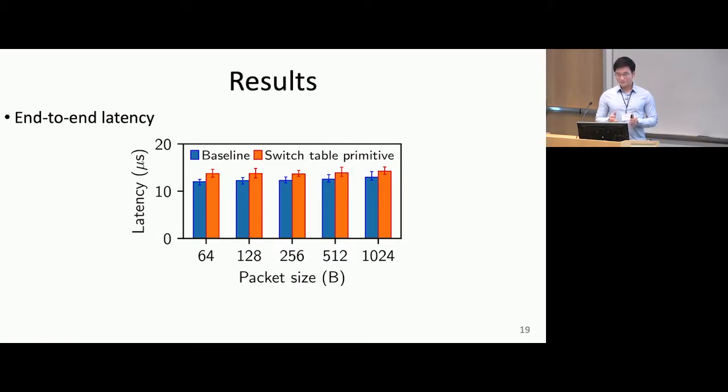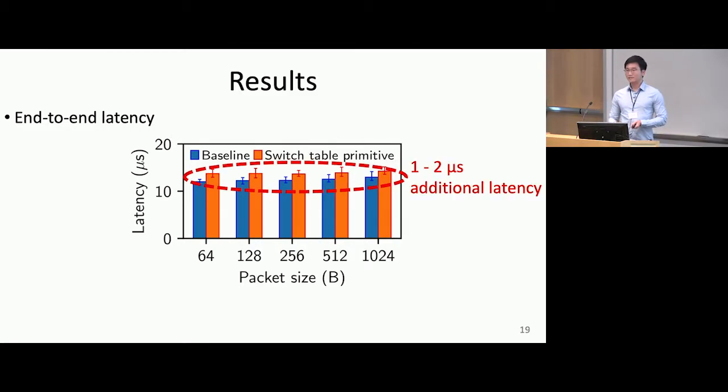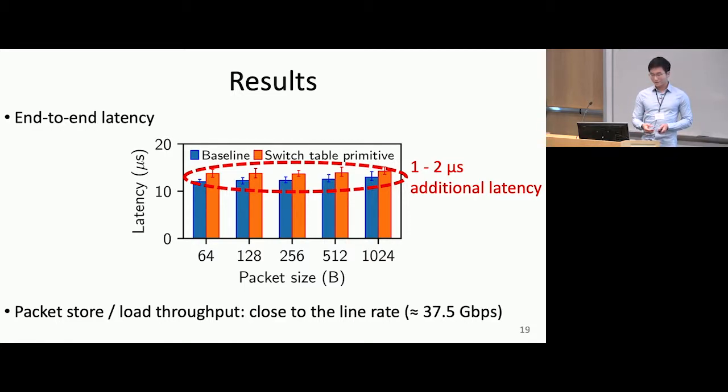This figure compares the median end-to-end per packet latency when packets traverse the baseline and the prototype data plane. Here, the x-axis is the packet size, and the y-axis is the latency. We can see that accessing remote memory costs less than 2 microseconds on average, which is mainly caused by RDMA latency and data plane logic. Also, in another experiment, we confirmed that the data plane can store and load MTU-sized packets at near line rate.